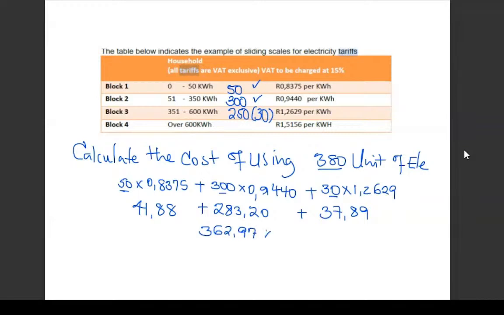Why? We need to include VAT, times 1,15. So your final answer becomes 417.42 cents. 417 rands, 42 cents. So this will be the cost of using 380 units.